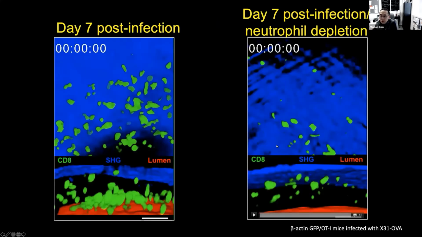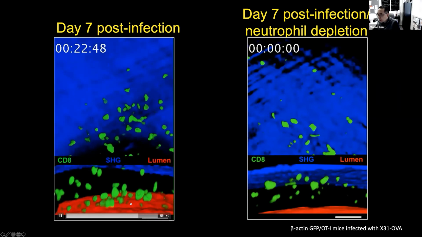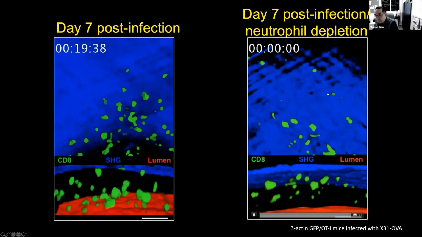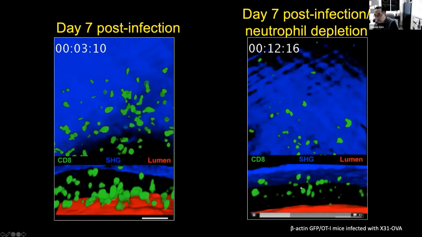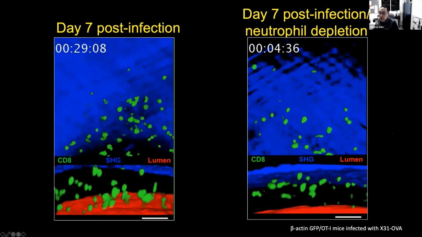So we decided to look at this distribution pattern a little more carefully, again in live influenza infected trachea. This is the top view and this is the side view. The outer area of the trachea is shown in blue with second harmonic generation, and the infected epithelium is labeled in red. In the normal case, day 7, a lot of CD8 T cells come, and as you can see, many T cells make direct contact with infected epithelium. But if you deplete neutrophils and then infect mice, a small number of T cells can still come, but none of these T cells can make contact with their effector target cell type.